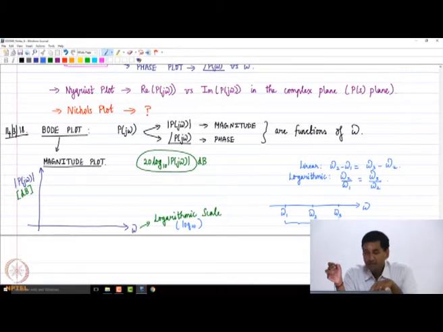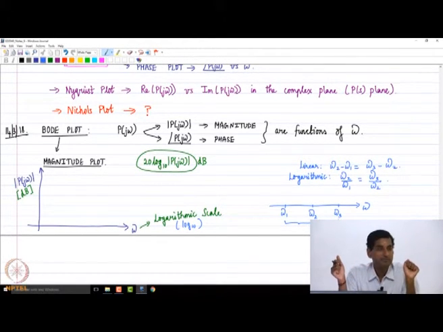So we will come to that shortly, okay. But why do we use a logarithmic scale? Why do you think one should use a logarithmic scale instead of a linear scale? There is too much variation with omega. The variation of mod of P(j omega) is not repeating, or you can see variation over a vast space. Okay. Yes.